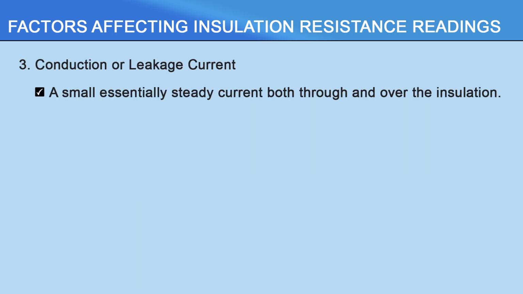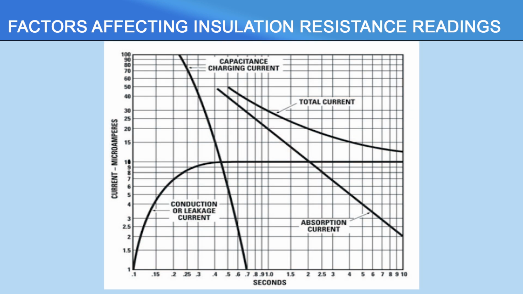And the third current is the conduction or leakage current. It is a small value, a small, essentially steady current both through and over the insulation. So figure 4 shows the curves showing components of current measured during DC testing of insulation.